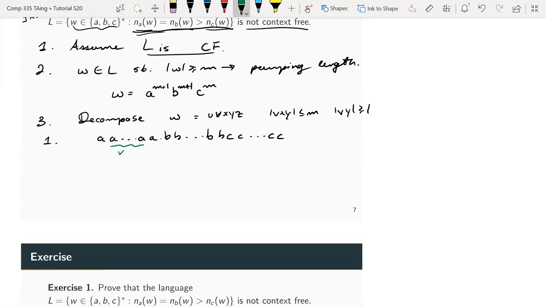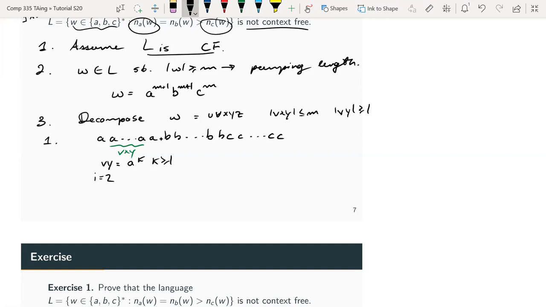So if your VXY is within the A's, you know that VY is equal to A^K for some K greater or equal to one. Then you can either pump up or pump down. If you pump up, you're going to get the number of A's greater than the number of B's, so that's going to be a contradiction. You can also pump down and get that the number of A's is less than or equal to the number of C's. So for this first case, I'm going to pump up.